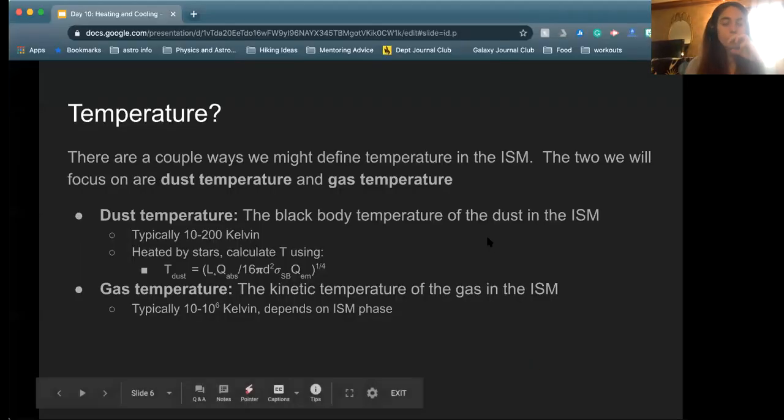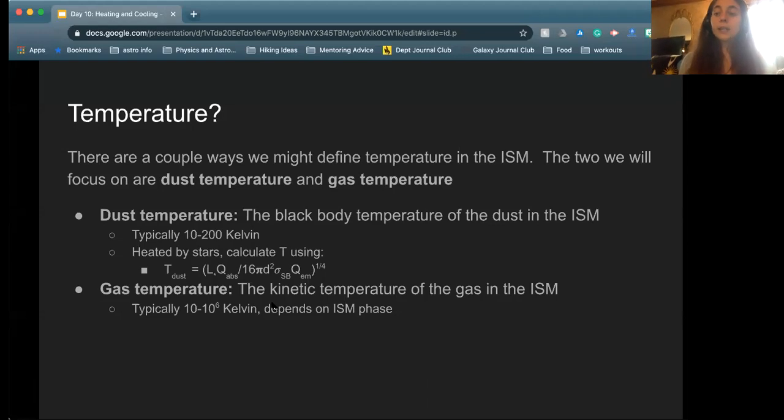Okay, so let me go back to sharing my PowerPoint so we can think about our other temperature. Our other temperature is the gas temperature. This is going to be the kinetic energy of the gas. So we had the black body temperature in the dust, which has to do with how hot it is. And now we have a kinetic energy temperature, a motion energy temperature, for our gas. This is going to be anywhere from 10 to 10 to the 6 Kelvin, depending on what ISM phase you're in.